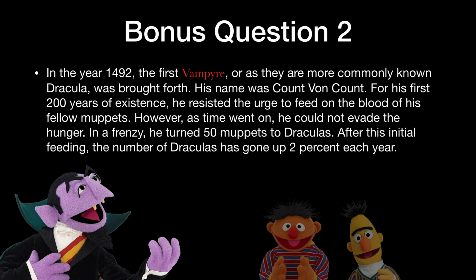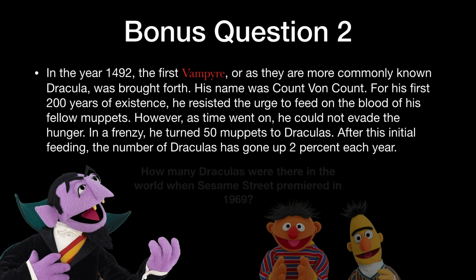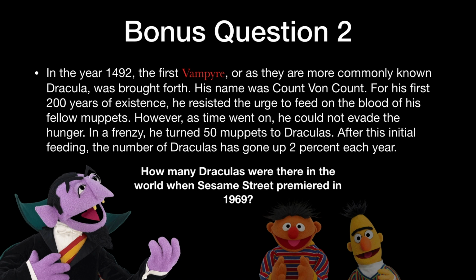In a frenzy, he turned 50 Muppets into Draculas. After this initial feeding, the number of Draculas has gone up 2% each year. So our first question is, how many Draculas were there in the world when Sesame Street premiered in 1969? So to start this question, what we have to figure out is what our initial value is. Now, my first thought is 1, for there was but one vampire, and his name was Count von Count. And you could count him very easily.